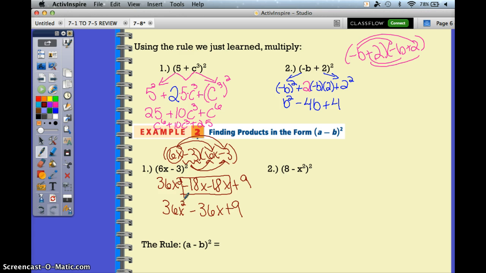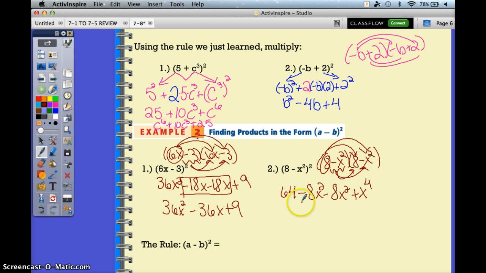Let's try number 2 here. We have 8 minus x squared times 8 minus x squared. Distribute your 8. 8 times 8 is 64. 8 times negative x squared is negative 8x squared. Negative x squared times 8, negative 8x squared. And negative x squared times negative x squared is positive x to the 4th.